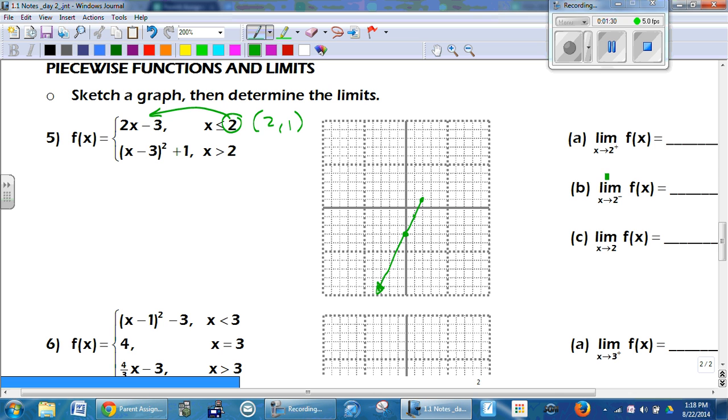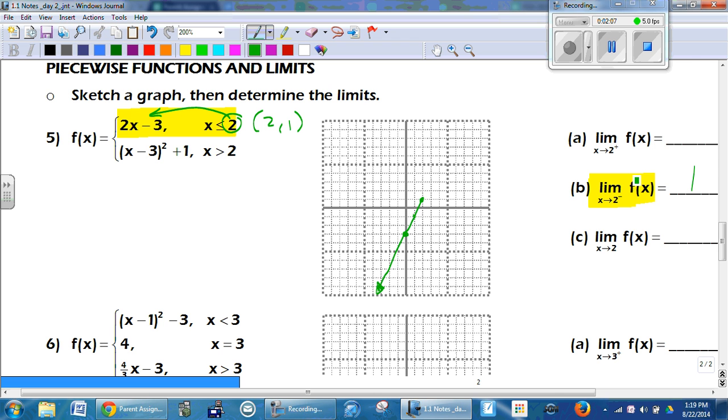So actually, we could go over here and do part B already. Part B asks us to find the limit of this function as x approaches 2 from the left. Well, this is the left half of the graph. So if we're looking at this from the left side here, as we get closer and closer to 2, our y value is approaching 1. Alright, so our left-hand limit is 1.